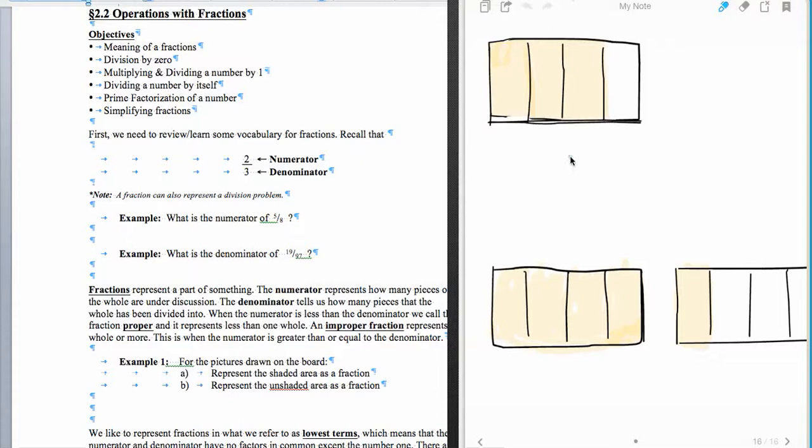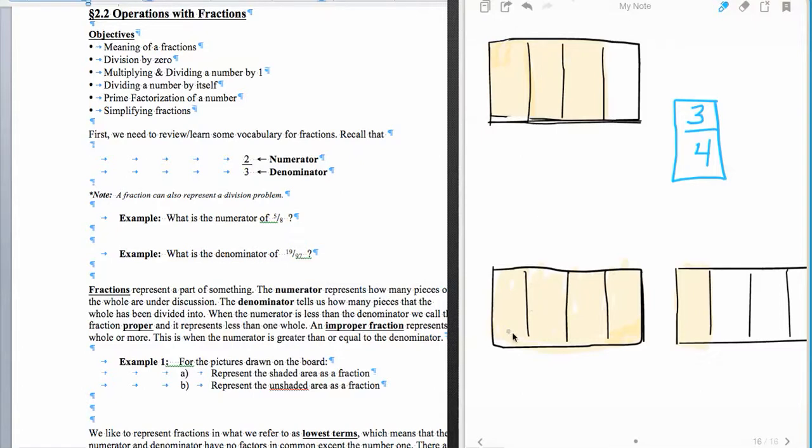So let's discuss this first one up here. We're going to represent the shaded portion as a fraction. The first thing we need is the denominator. The denominator tells me how many pieces this whole has been broken into. It's broken into 1, 2, 3, 4 pieces. So the denominator is a 4. And the numerator tells me how many are shaded. So 1, 2, 3 are shaded. So the representation of this shaded figure is 3/4.